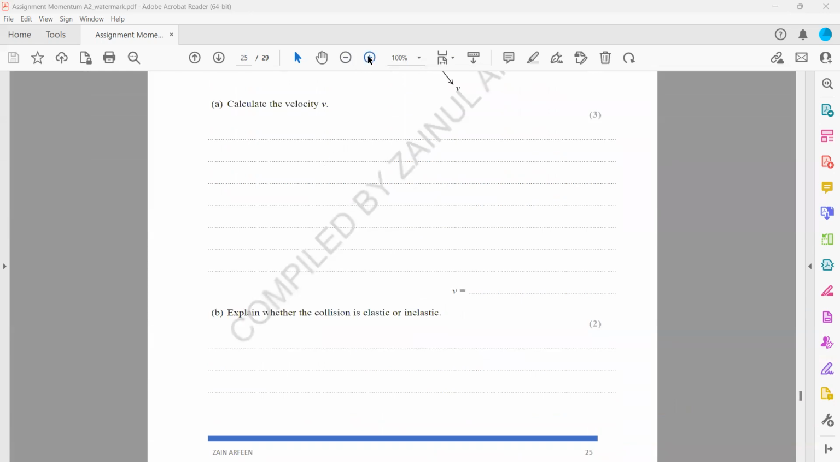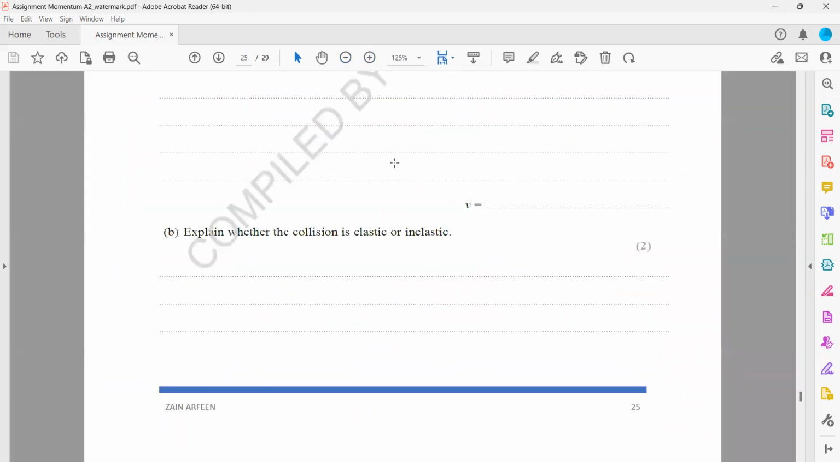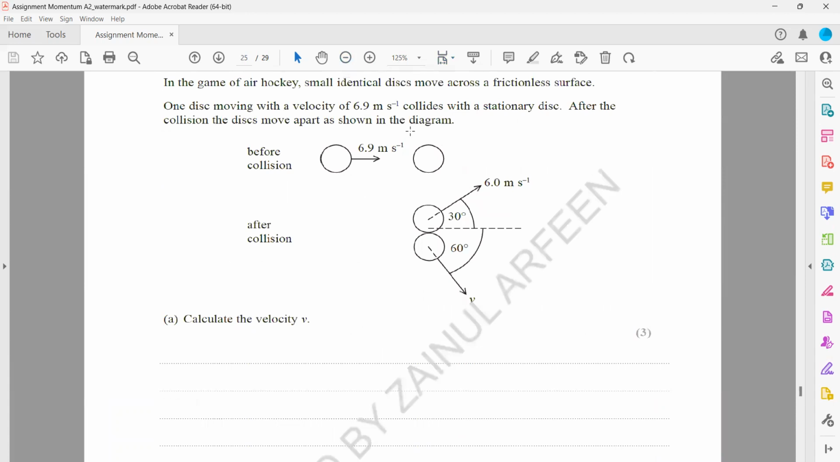Explain whether the collision is elastic or inelastic. After getting the speed, for kinetic energy we don't bother about the angle. We calculate the kinetic energy before, which is half mv squared, and that must equal the kinetic energy after. So we substitute the values: half m, the speed is 6.9, and then squared. When we simplify, we get the answer in terms of m, which equals 24m. That's the kinetic energy before.